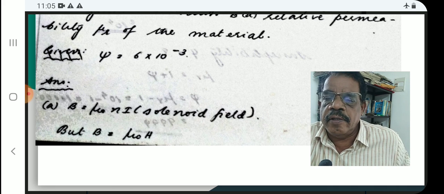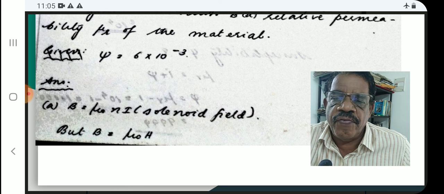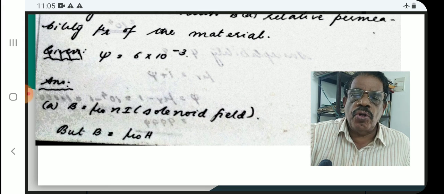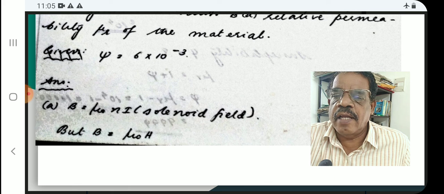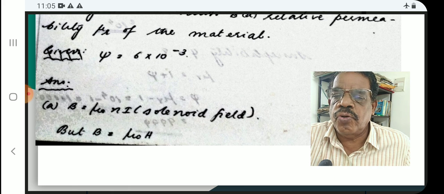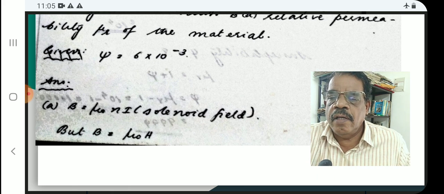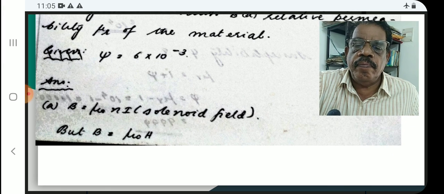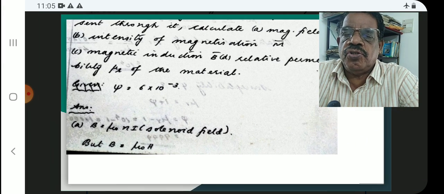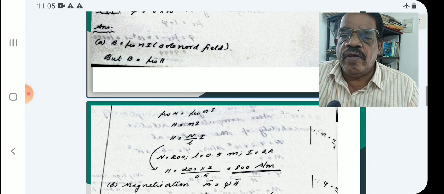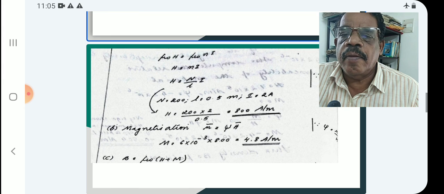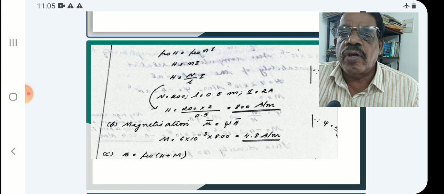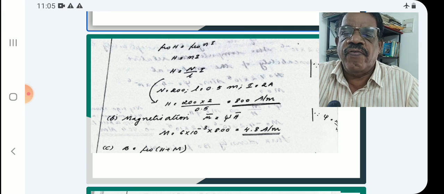We have studied the solenoid in electrodynamics: the flux density well inside a solenoid is mu 0 N i. So we write that relation here, but B is mu 0 H. That is the definition of B in vacuum. So we equate these two, we get mu 0 H is equal to mu 0 N i, or H is N i. That is the solenoid field.